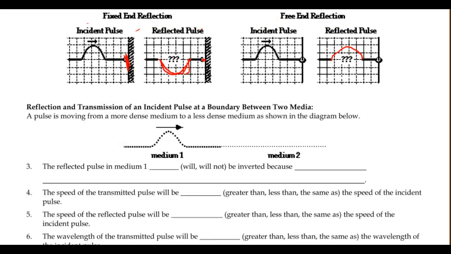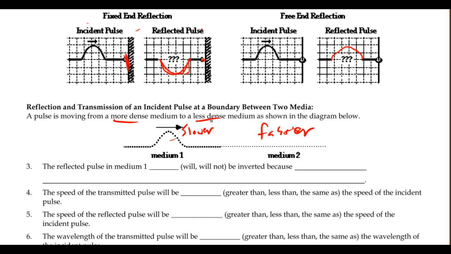Okay, now we'll look at what happens when a wave transfers between two different media, two different things. So in this one, we're going to go from a more dense medium, like water, to a less dense medium, like air. Now, what happens is the heavier molecules cause the wave to move slower in the water than it does in the air. So it's going to move faster over here and slower over here.